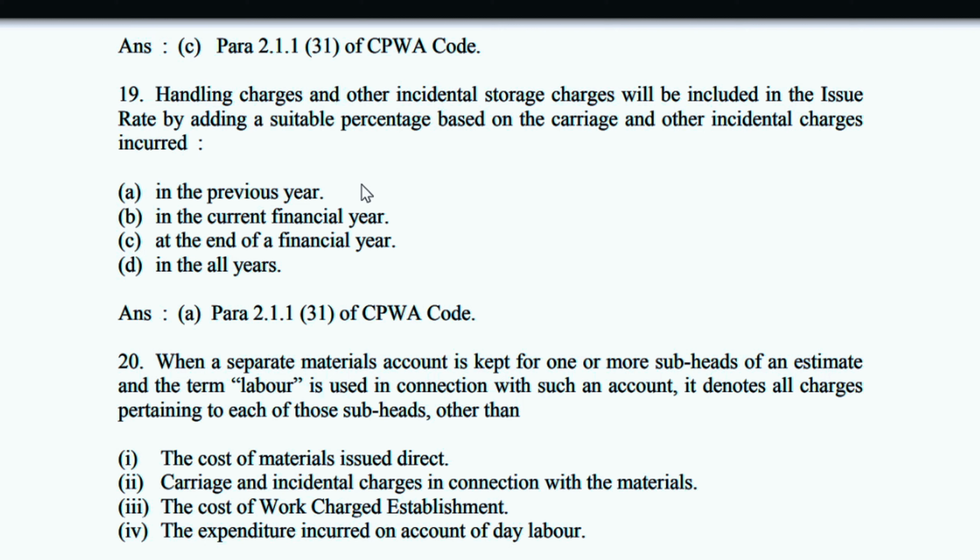Handling charges and other incidental storage charges will be included in the issue rate by adding a suitable percentage based on the carriage and other incidental charges incurred in the previous year.